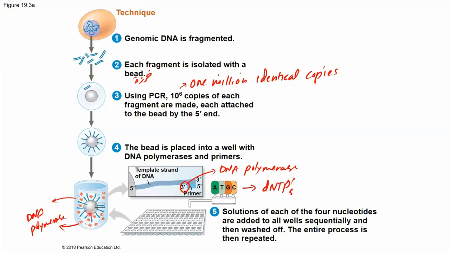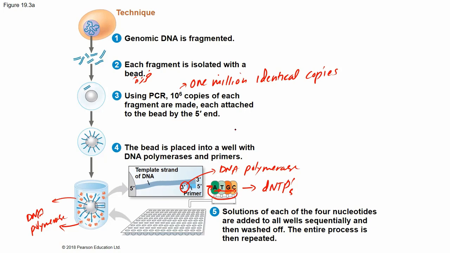Inside the well, A is first added, then A will be removed, then T will be added, then T will be removed, then G will be added, then G will be removed or washed off, and finally C, and then go back to A. So this is the direction of addition. Then we go back like this.